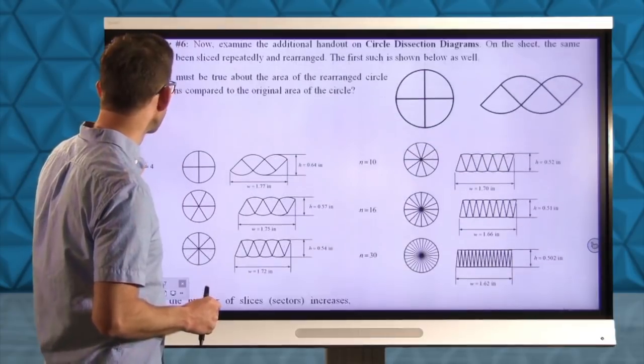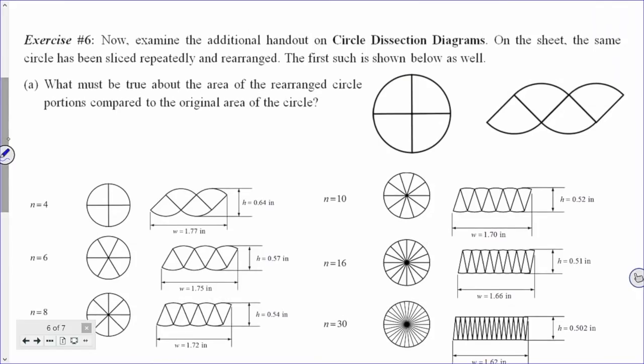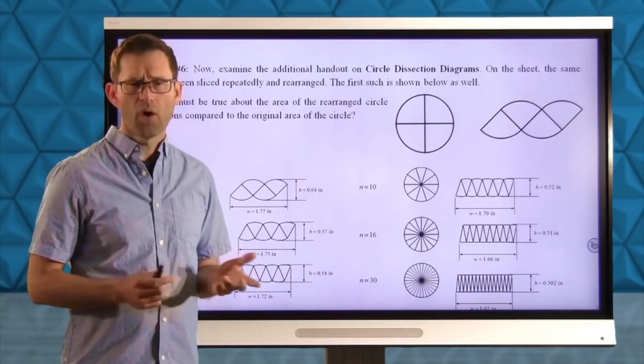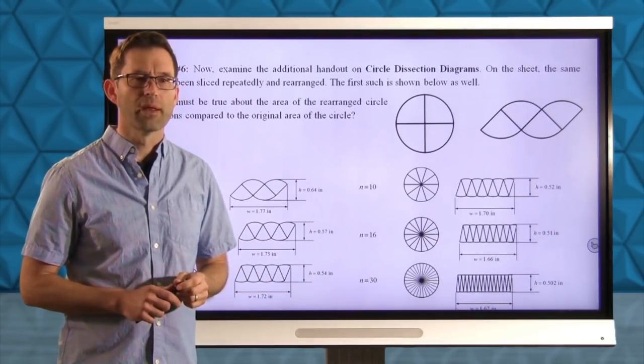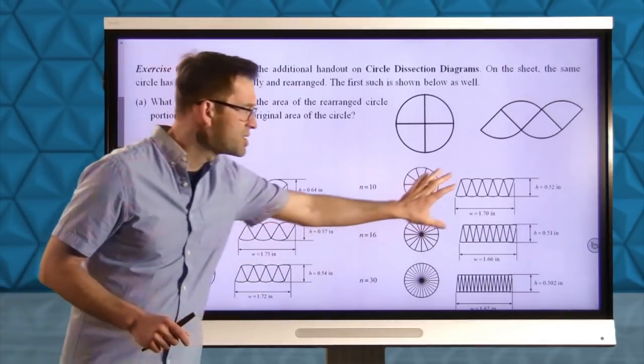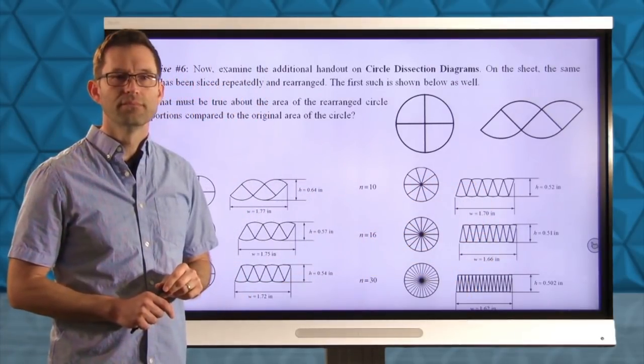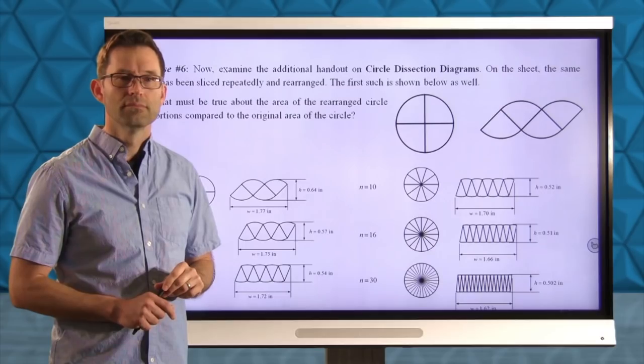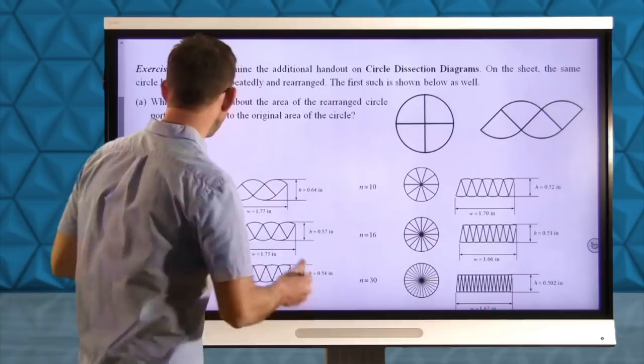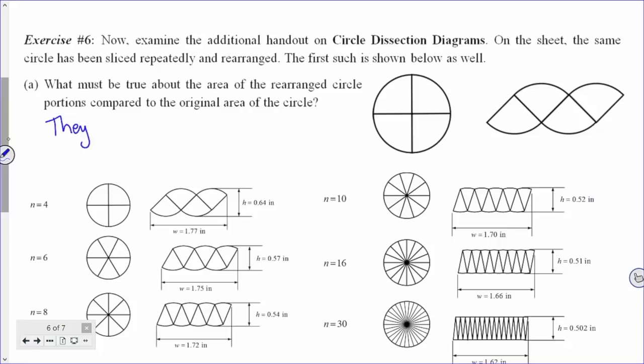So, letter A. What must be true about the area of any of these rearrangements compared to the area of the original circle? Hopefully this is going to be straightforward, but think about that for a minute. What must be true about the areas of these rearranged figures? Well, they have to be the same as the original.